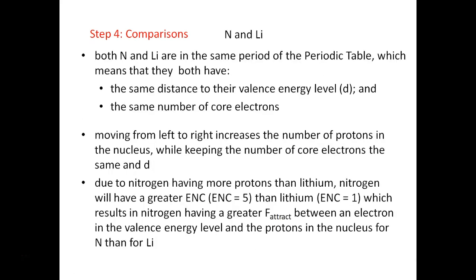Our next comparison would be between nitrogen and lithium. Now we know that they're both in the same period, and so as a result they're going to have the same distance and, more importantly, the same number of core electrons. What this will mean is that as we move across the period and we're adding more protons to our nucleus, our ENC value will increase. Nitrogen therefore ends up having an ENC value of 5 because it's in group 5, whereas lithium has an ENC value of 1 because it's in group 1.